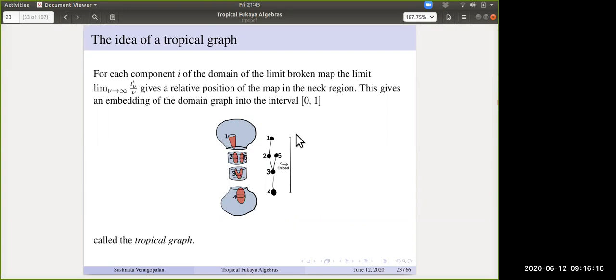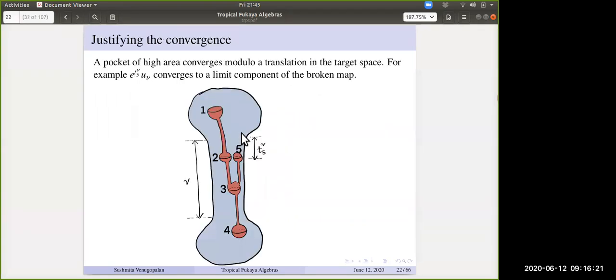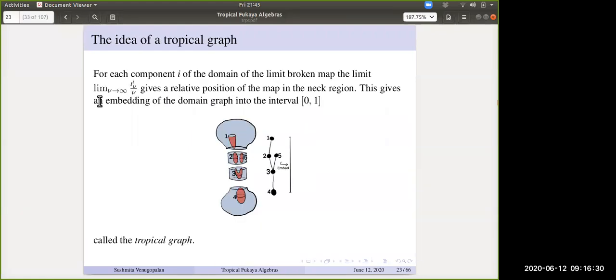So if you look at the translations for any component, so recall that in the previous slide we saw this. For example, the fifth component has these translations. So if you were to divide the translation by the total length of the neck and take the limit going to infinity, then for every curve component, you get a number between 0 and 1, and that gives an embedding of the graph underlying the map into a line segment. And that's the tropical graph in the case of a single cut.